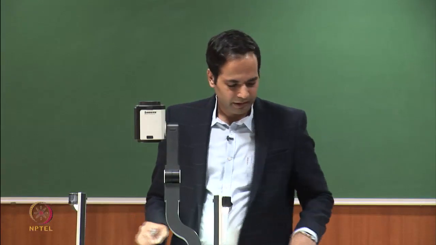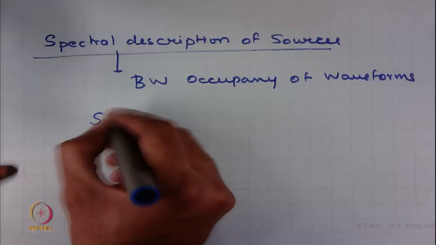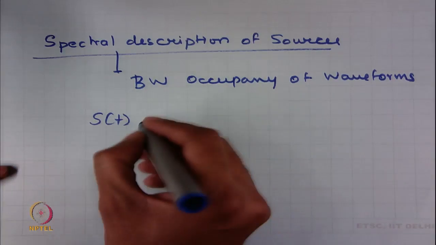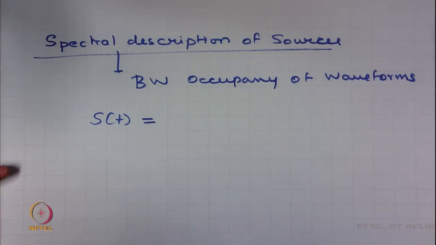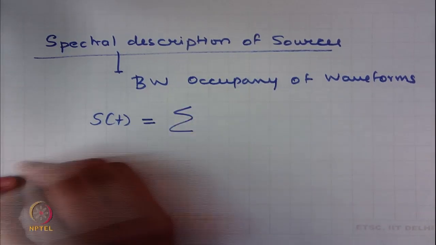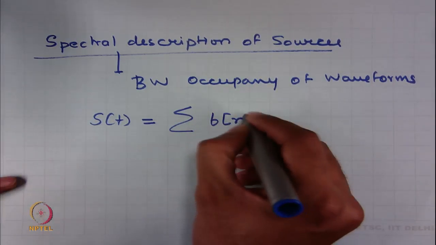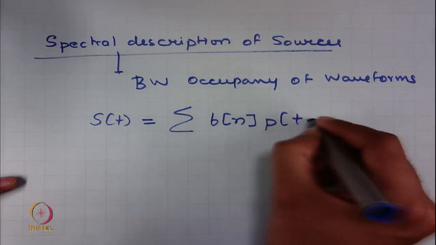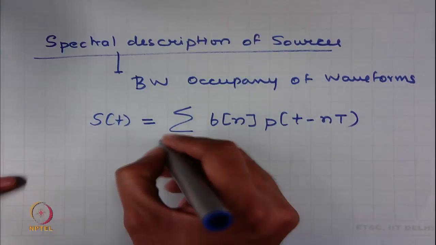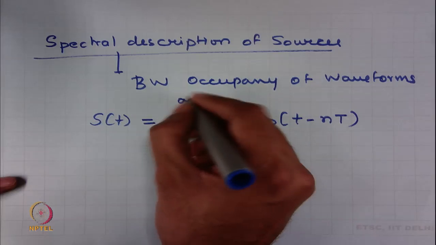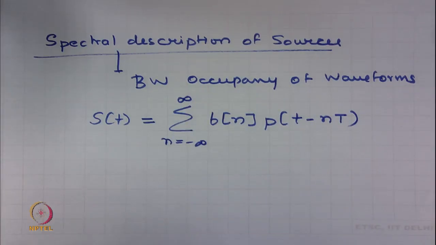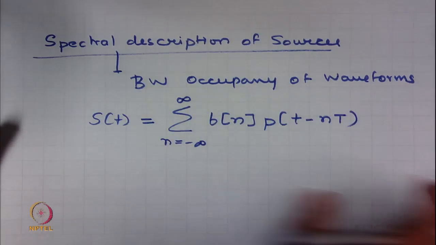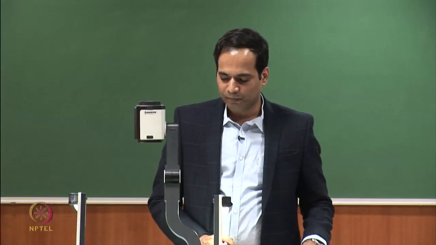So, let us start with a source. Let us say that the baseband waveform that I have is s(t) = summation of b_n p(t - nT), going from minus infinity to plus infinity. Let me explain where we get this expression from. Though we have discussed it several times, it will be really nice to revise this for you.